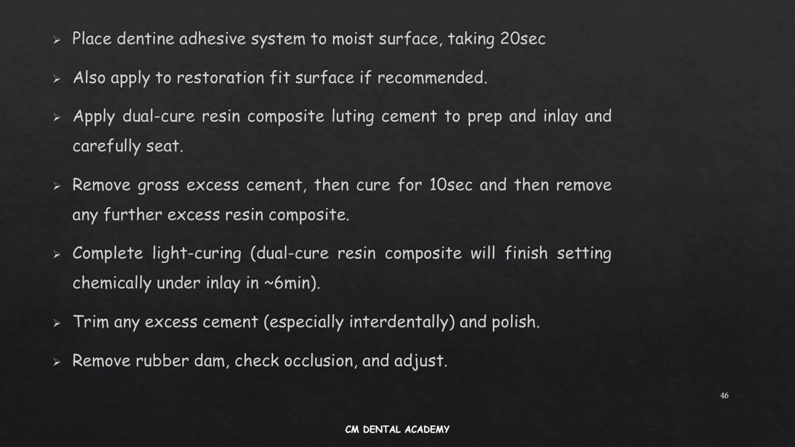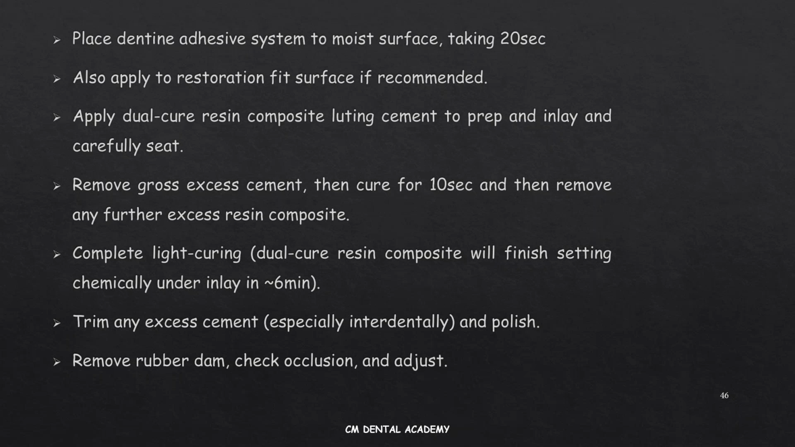Apply dual cure resin composite luting cement to the prep and inlay and carefully seat it. Remove gross excess cement, then cure for 10 seconds and remove any further excess. Complete light curing. Dual cure resin composite will finish setting chemically under the inlay in approximately 6 minutes. Then trim any excess cement and polish it, especially interdentally. Then remove the rubber dam, check the occlusion and make adjustments.